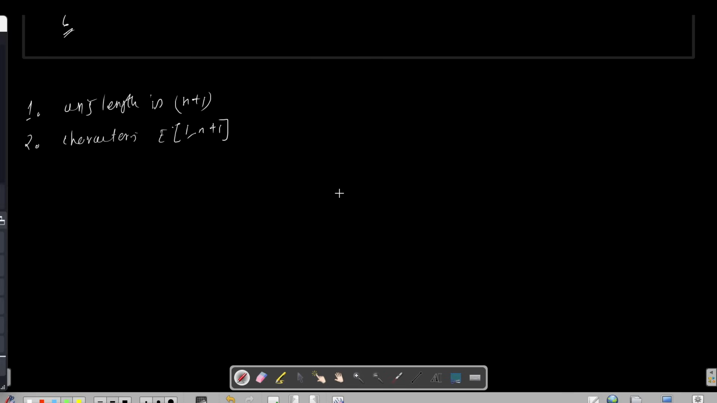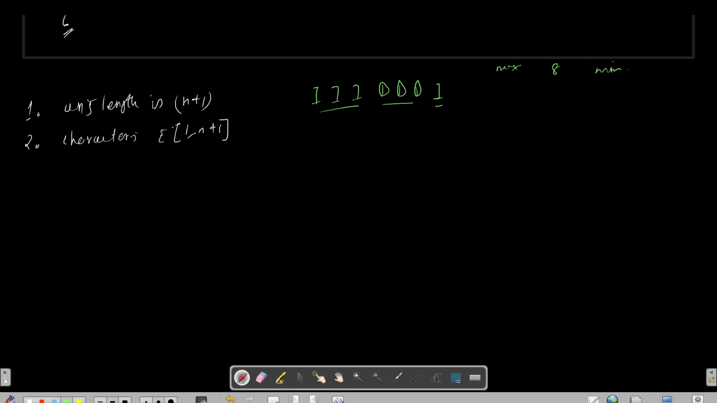If you are not able to think of it, okay, let's look at a test case. We have a test case: triple I, and then triple D, and then I. According to our logic, max is the number of characters here, 3, 4, 5, 6 and 7, so our max would be 8, and my min would be 1. I have a 1 for I, so I place 1 and increase to 2, again increase to 3, and then I got a D.